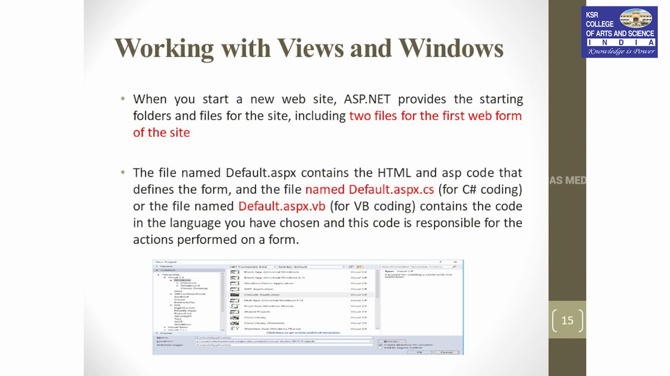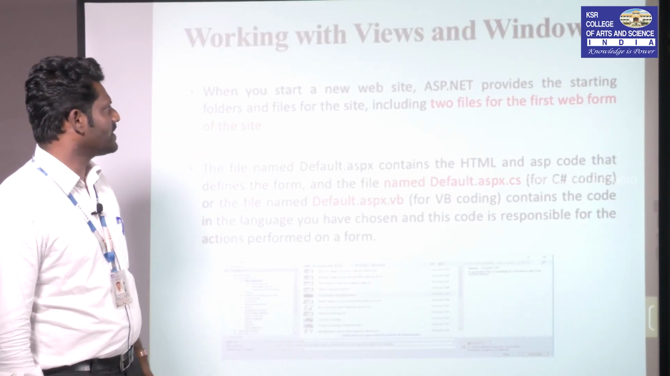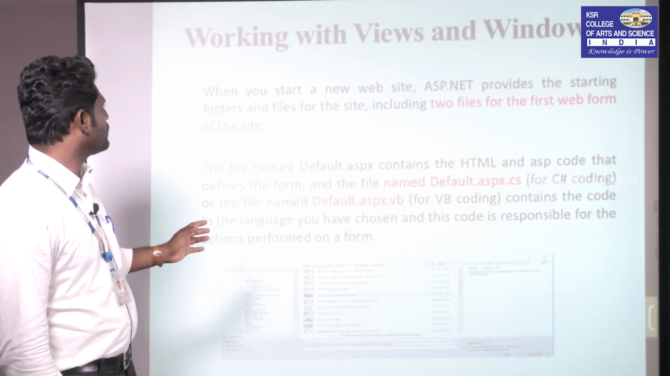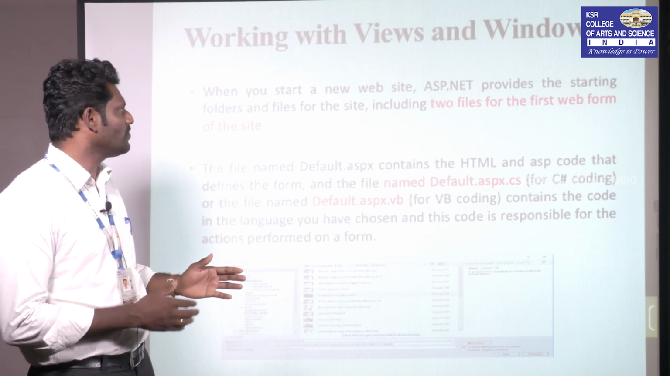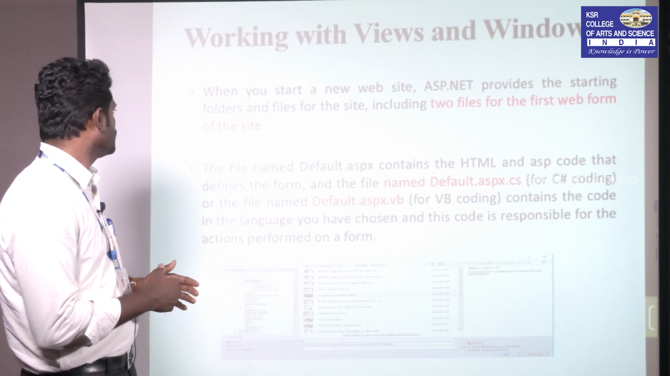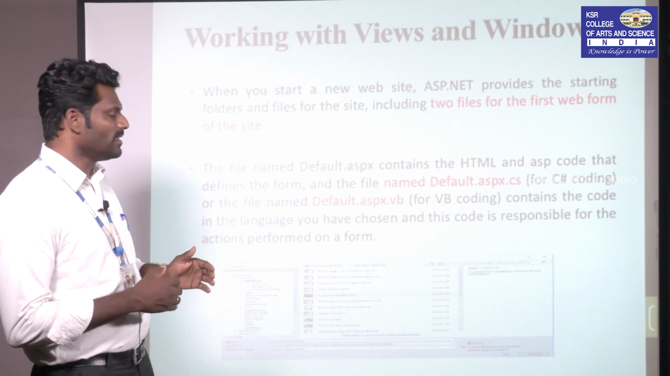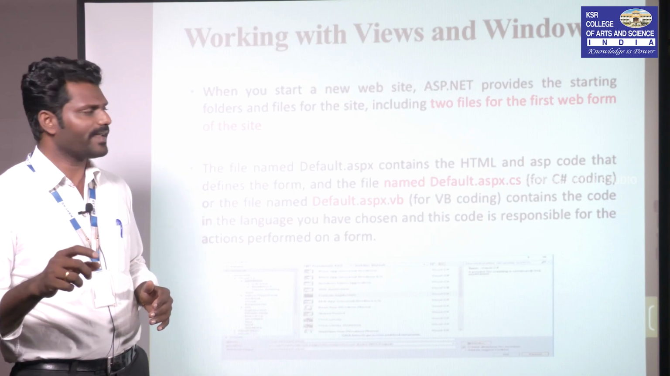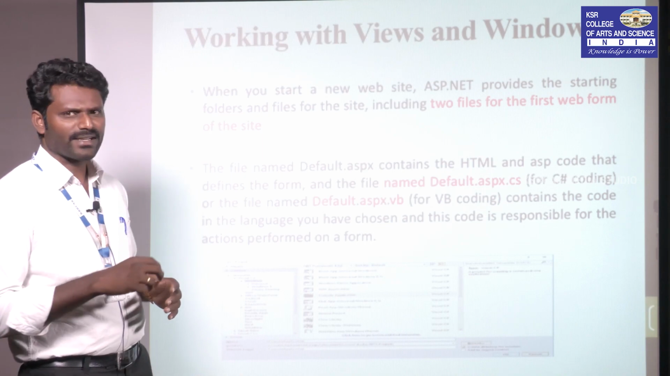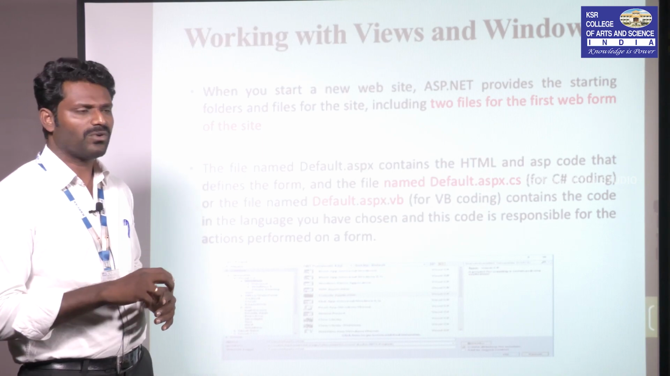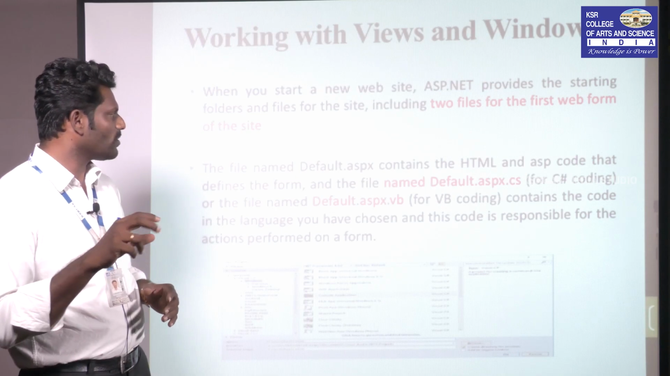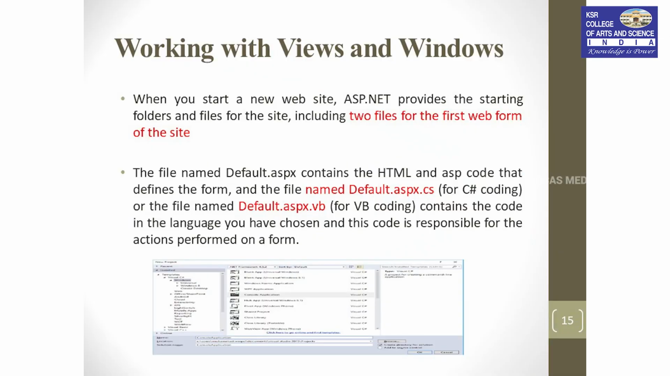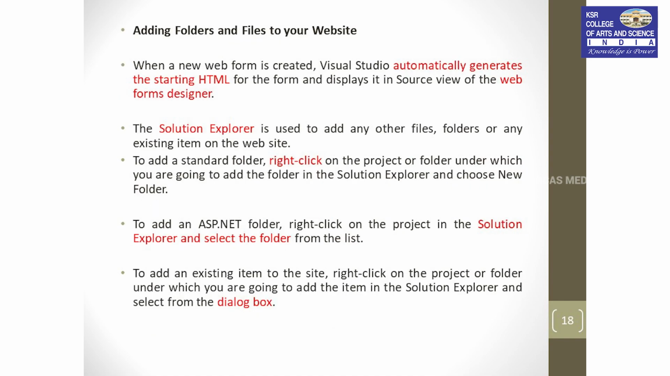Working with views and Windows forms. This is the overall web form. When you start a new website, ASP.NET provides a starting folder and files, which should be separated. Two files are first, and the web form on the website. So first we can create the web form. The default web form name is default.aspx. After that we can create the directories. In the directory we can add the web form. We can create the name of the file. So default ASP.NET, adding folders and files to your website.